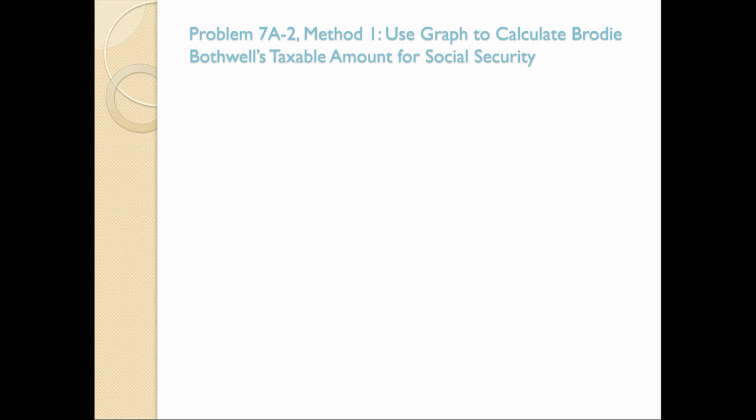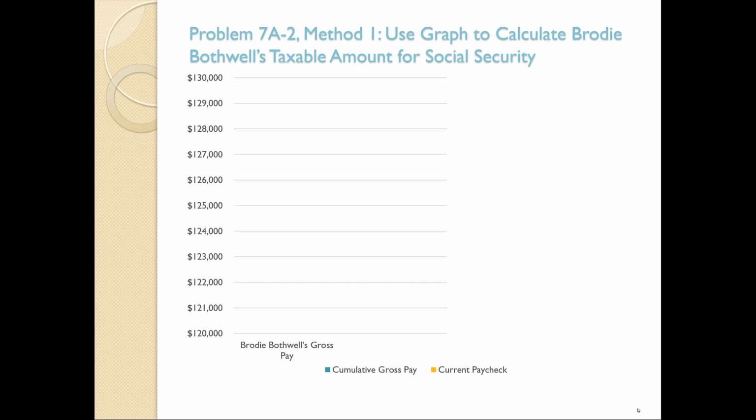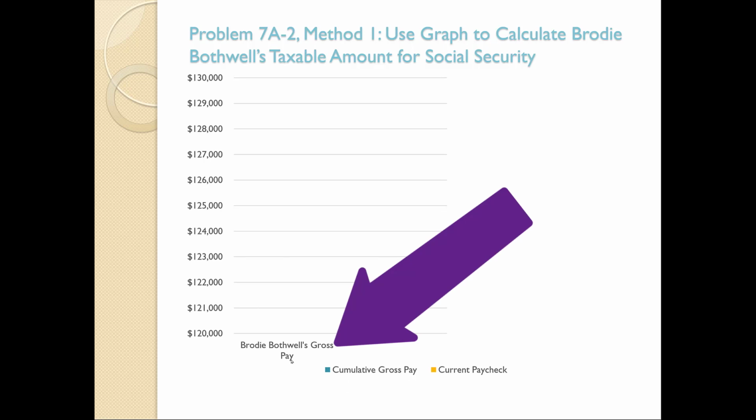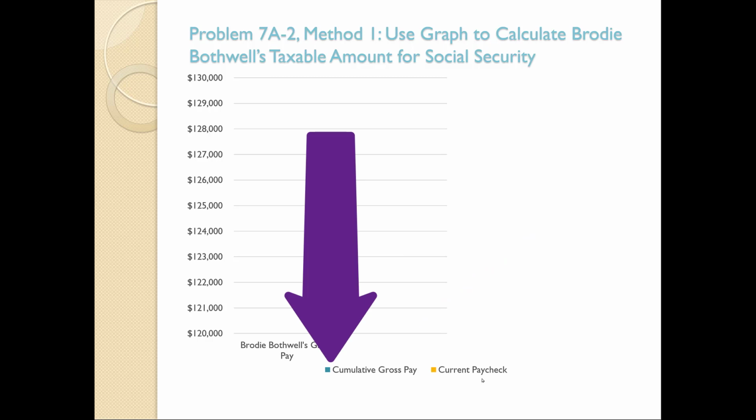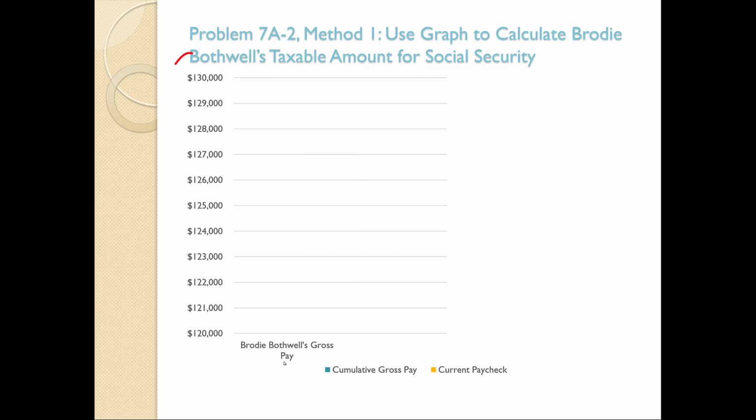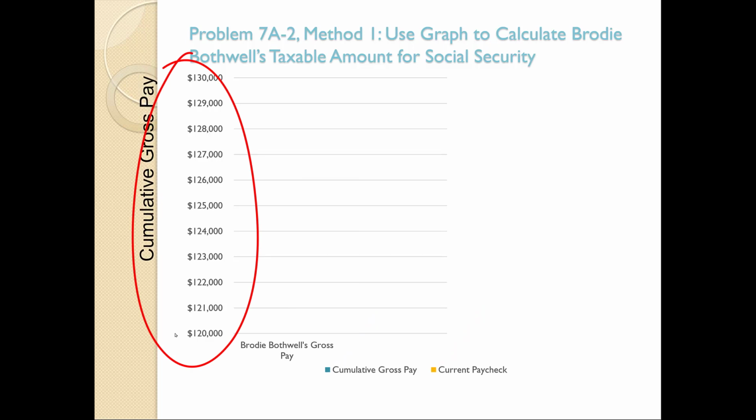Now I'm going to show you two ways to calculate how much of Brody Bothwell's salary is taxable for OASDI. First, we'll start with method 1, which is the graph method, and this is what most students prefer. So here's our graph. Notice we have Brody Bothwell's gross pay, and then the cumulative gross pay, and the current paycheck. And this vertical axis, of course, is going to be cumulative gross pay.